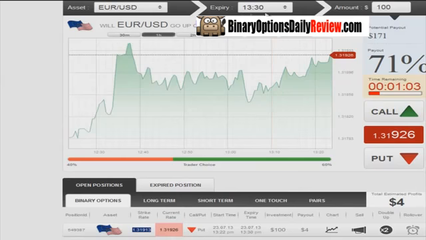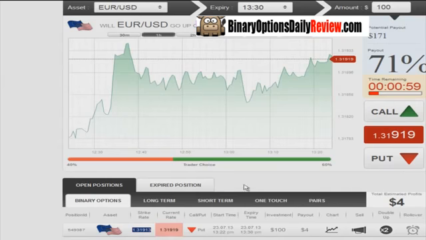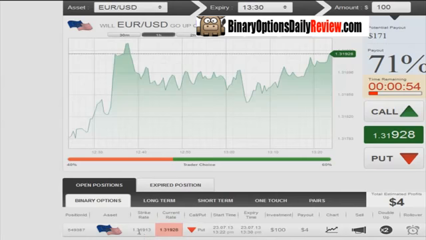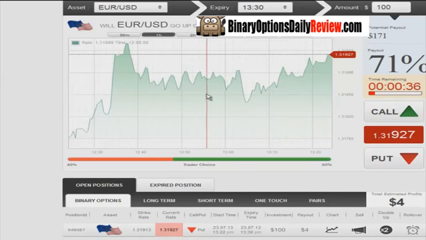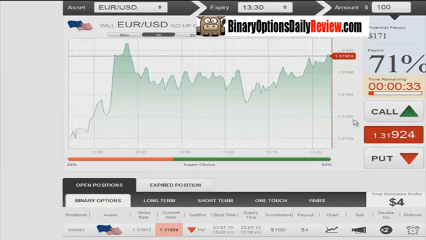You select your asset, your time, and your amount, and then you do your call put. And down here, you can see your position, Euro USD, in at 1.31913. It's currently at 1.31928, so it is currently against us. It's at 9:30 p.m. Investment is 100. Payout is 4. So obviously the price has moved against us, but we do have about 5.5 minutes to go.